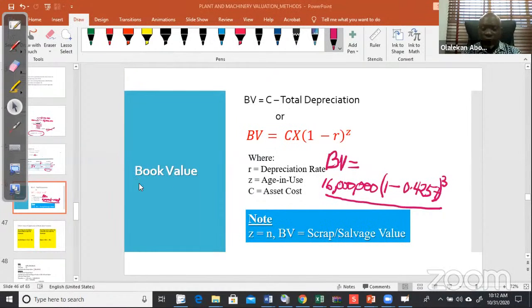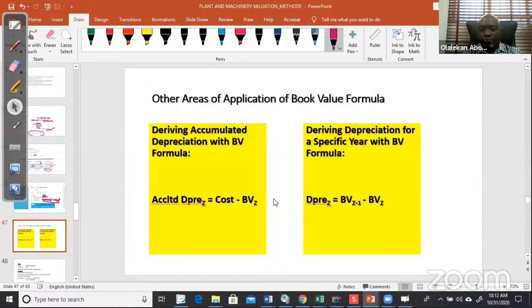Now, let's quickly see further application of what we are talking about. Other areas of application of the book value formula. I've used that to determine book value, you have seen it. But you can now use that formula again to determine accumulated depreciation. That formula can give you accumulated depreciation when you interplay with it.